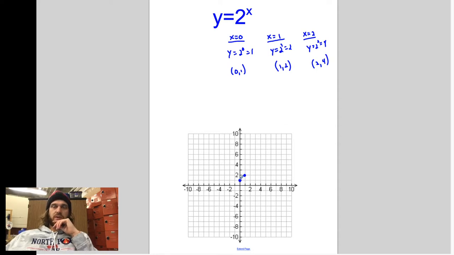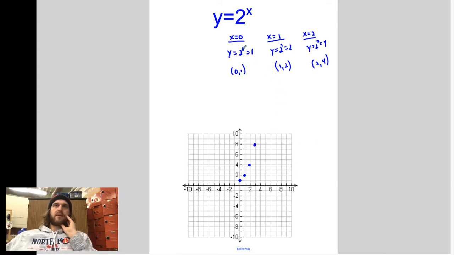You might notice, as I'm going to the right, I'm just adding one to the power of 2. So it's 2 to the 0, 2 to the first, 2 to the second. So when I go to 3, that's just going to be 2 to the third, which is 8. So you can see the pattern as you're going to the right.